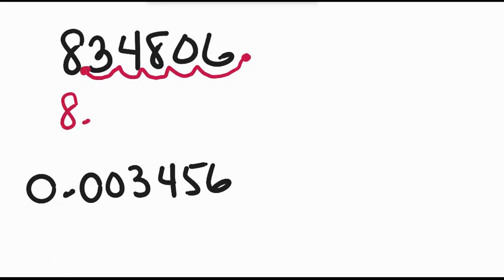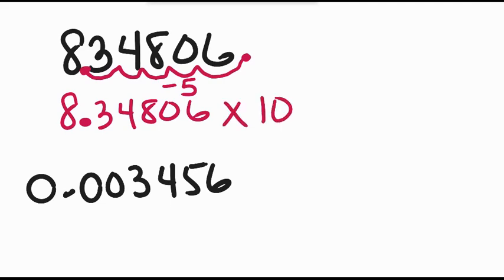So this number becomes 8.34806. So I made the number smaller by 5 place values. I took away 5 place values. So in order to keep the value of the number exactly the same, I'm going to multiply that times 10. And since I took away 5 place values here, I'm going to add 5 place values there. So it would be 10 to the 5th power.